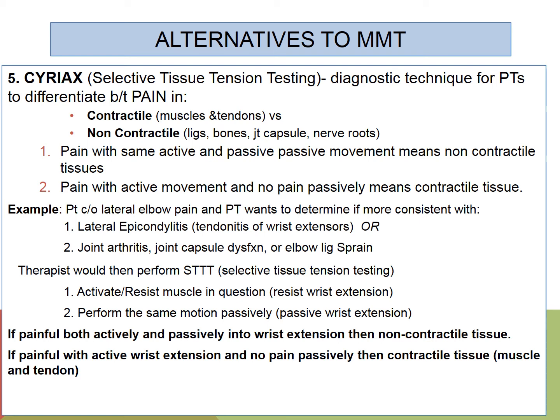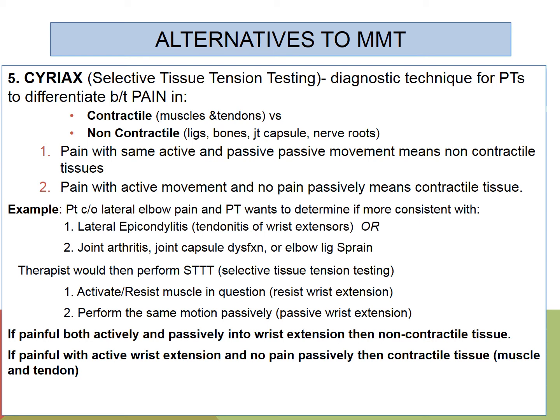So if we think about it, if we have our patient do active motion and then we do passively, and if they have pain with both active and passive motions, then we are thinking that it's something that is not contracting, because they have pain when all of the muscles and tendons are at rest. They still have pain. So then we're thinking it's something like ligaments, it's the bone, it's the joint capsule.